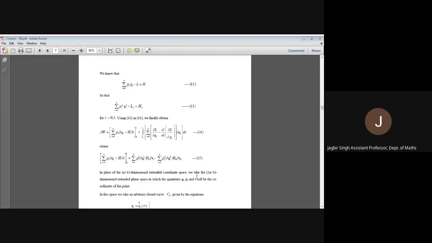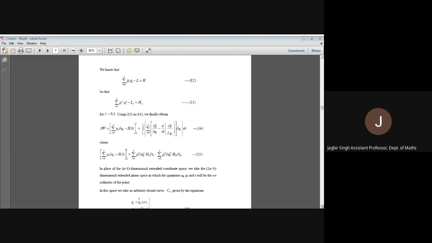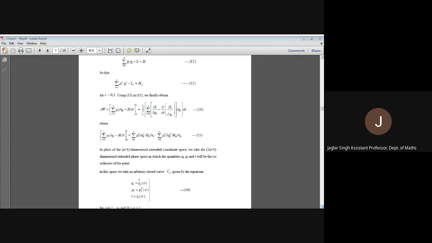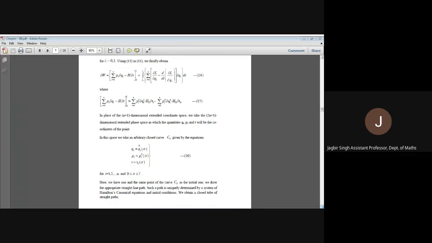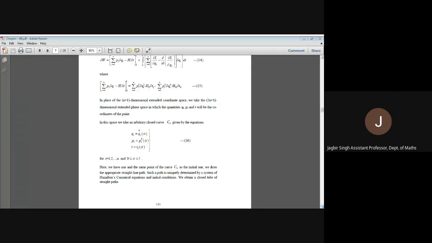Okay, now the concept starts. That in place of n plus 1 dimensional space, we are taking 2n plus 1 dimensional space, because the initial and terminal positions are also dependent on alpha and these are also variable. So we are taking q_i naughts, p_i naughts and t naught. And now consider at the initial point we are having a curve C naught. At the final point we are having one more curve C1, and then we approached through a straight line path from this to that.